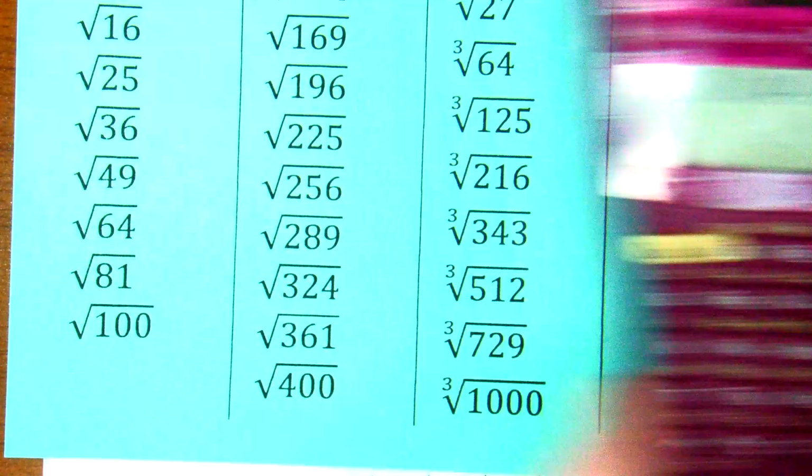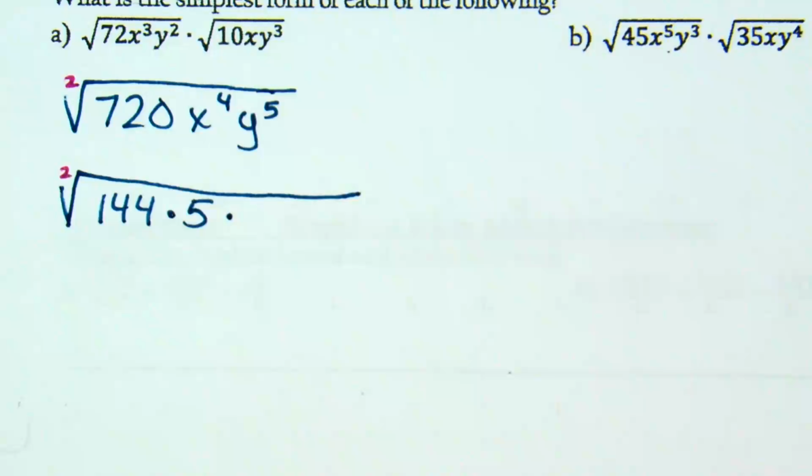Okay, so let me rewrite this by expanding it. It has a perfect square of 144, so we're going to say 144 times 5. Notice I'm not changing the value, I'm just rewriting it. Okay, next we have x to the 4th. Am I going to be able to take the square root of x to the 4th? Yes, because 4 is even and will divide by 2. So I'm just going to leave that as x to the 4th right now. I'll come back and do square roots later.